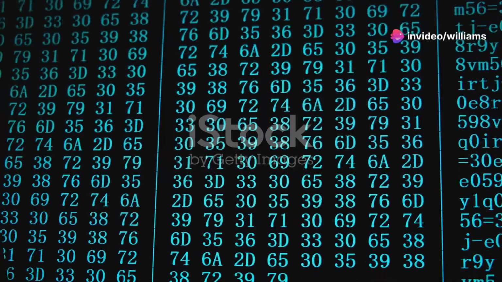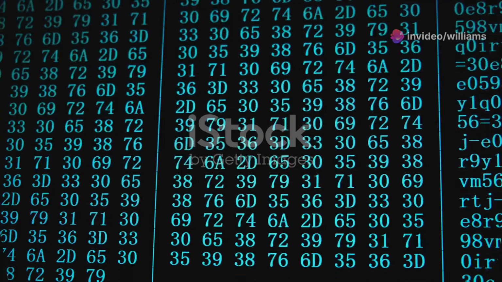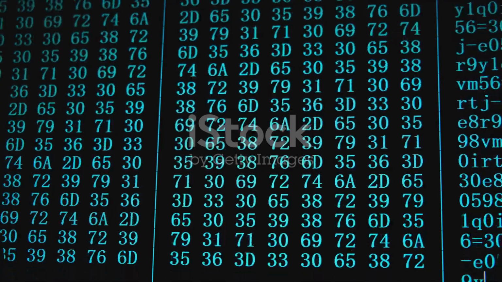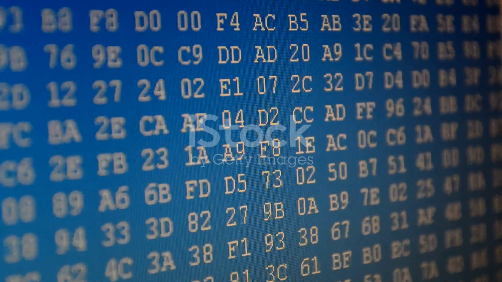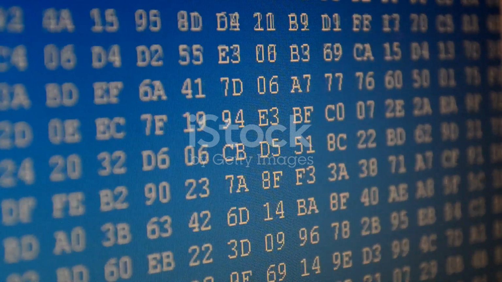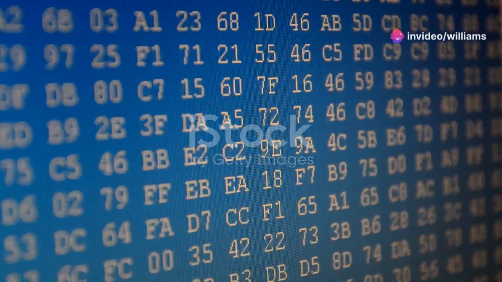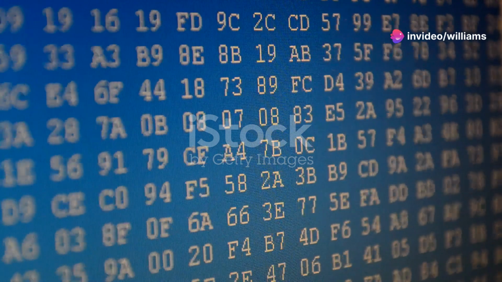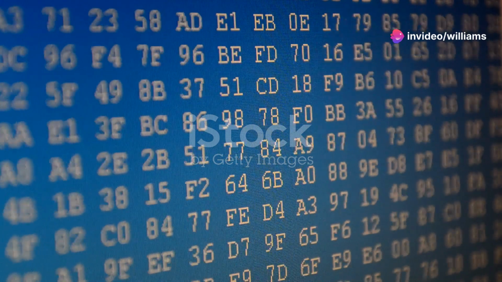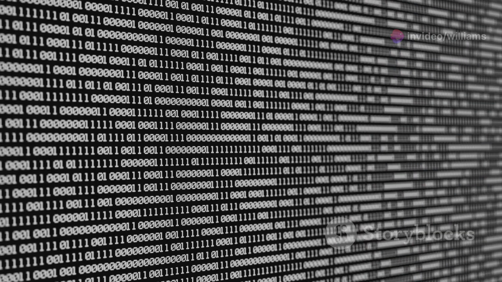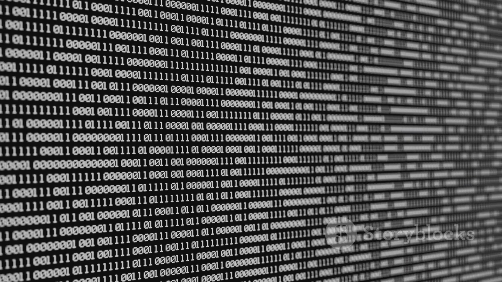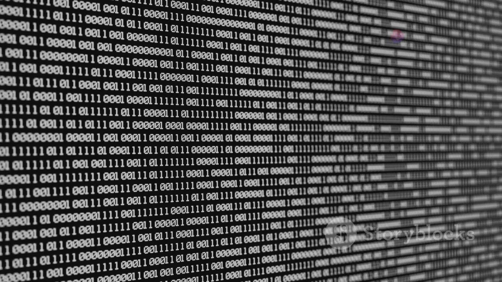Hexadecimal, often referred to as hex, is a more compact and human-friendly way to represent binary data. Hexadecimal, or hex for short, uses 16 different digits, 0 to 9 and A to F. This means that each hex digit can represent a much larger range of values compared to a single binary digit. Each hex digit represents a group of 4 binary digits or bits. This grouping makes it easier to convert between binary and hexadecimal.